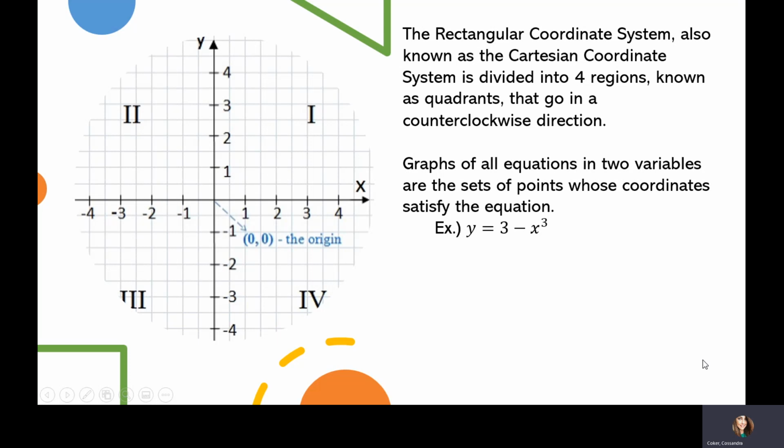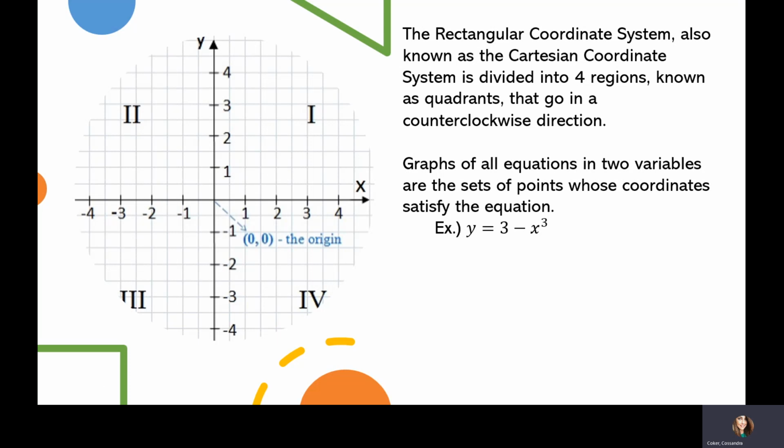So going back over the rectangular coordinate system, recall, of course, it is divided into 4 regions known as quadrants that go in the counterclockwise direction. Graphs of equations in two variables, most commonly x, y, are the sets of points whose coordinates satisfy the equation. So what that means is, let's say we've got this function, y equals 3 minus x cubed. Any x, y value that you plug into this equation that creates a true statement is a solution and satisfies that equation. Also, that ordered pair would be on the graph of this function.